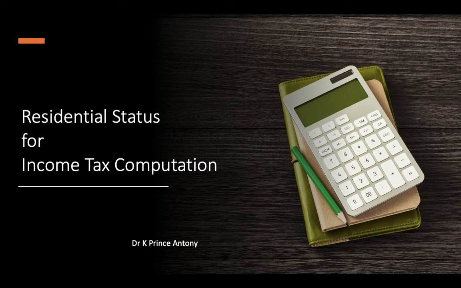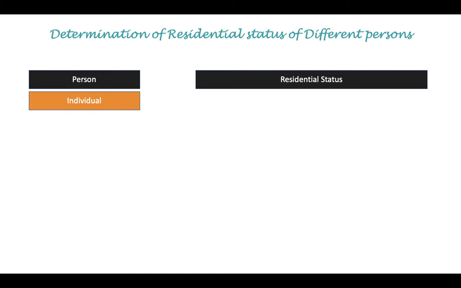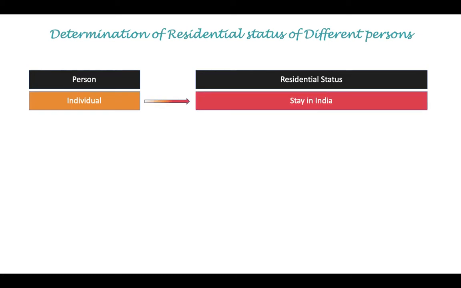In this session, we are going to see how to calculate the residential status of a person under the Income Tax Act, 1961. As you know, there are 7 categories of person under the Act. We are going to see how to calculate their residential status one by one. First one is individual. His number of days of stay in India will be considered.